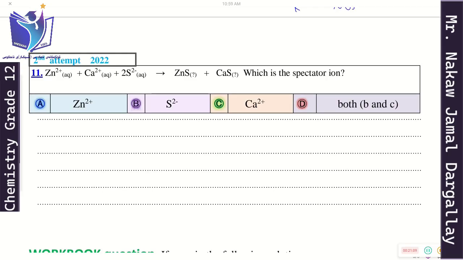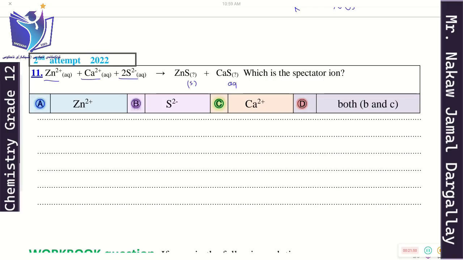Question number 11. Zn2+, Ca2+, S2-. This reaction is mixing three aqueous solutions. It produces ZnS and CaS. CaS is soluble in water, but ZnS does not dissolve in water. This type of reaction is different from the others. Why? Because in this reaction we have three reactants.